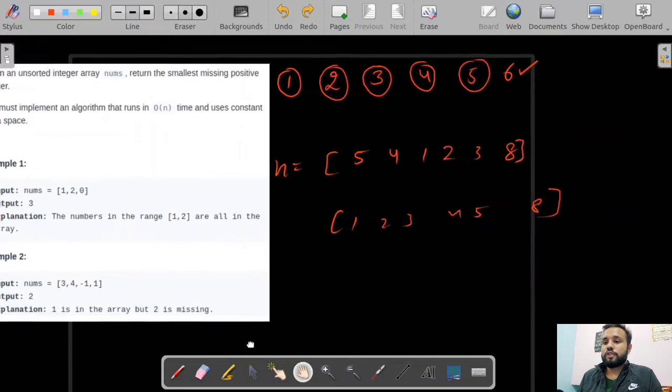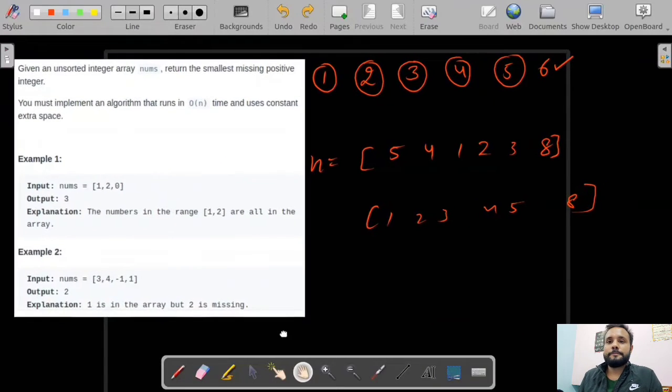So what else can we do to solve this in O(n) time? What we can do, I think, yes, the solution comes from this sorted array.